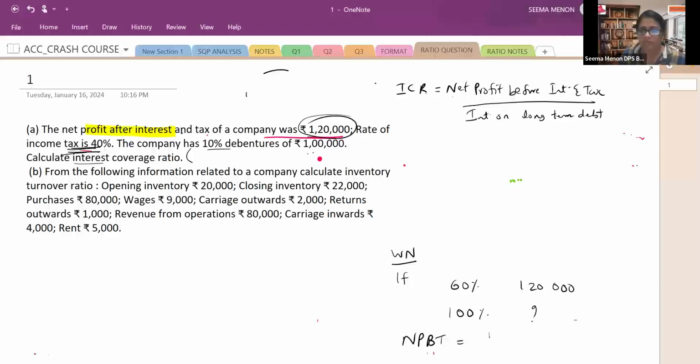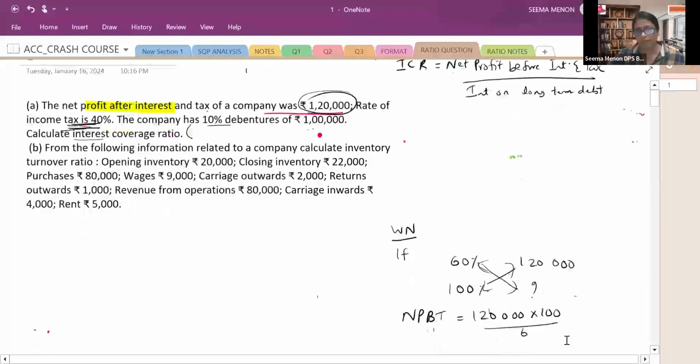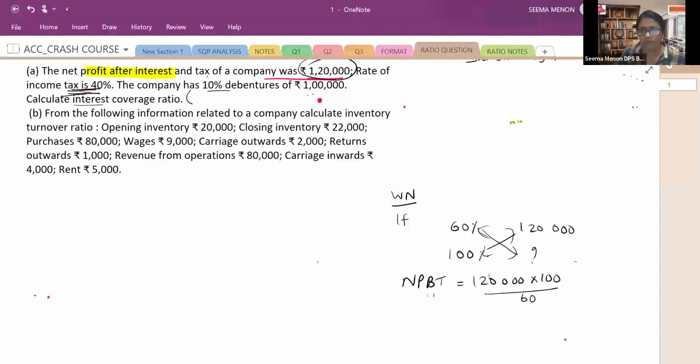That is cross multiplication, always you have to. So 1,20,000 multiplied by 100 divided by 60. You will be getting 2 lakh rupees. If you solve, you can find out that. Now, 2 lakh is the net profit before tax.